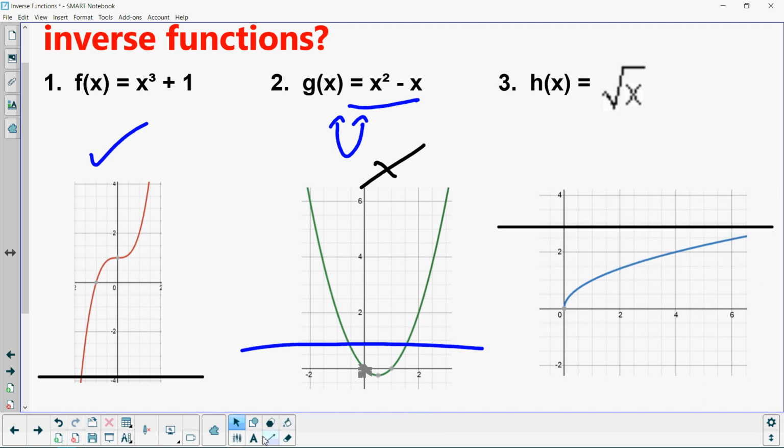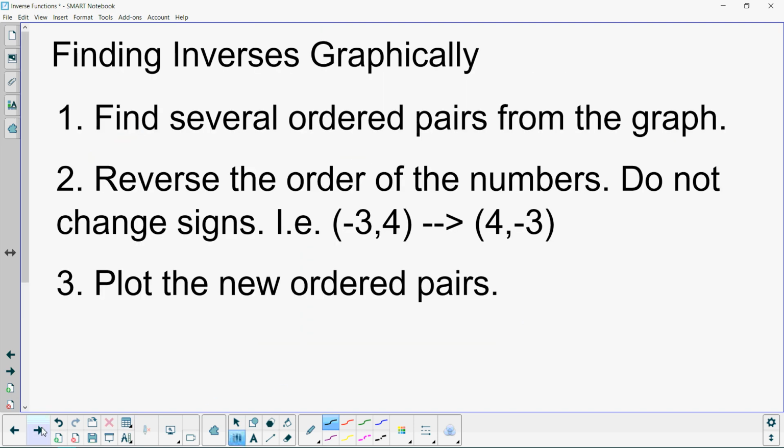The last thing for real this time that we have to talk about is finding an inverse graphically. This is easier than the algebraic form, so don't panic. The first thing you need to do is find several ordered pairs. What several means is as many as you need. I'm going to say at least 3. But the more curvy your graph is, the more points you want to get on this first step.